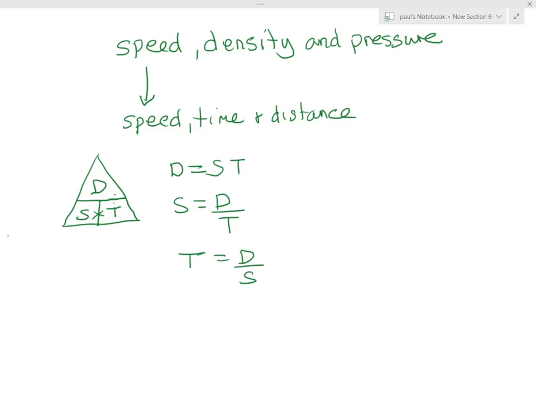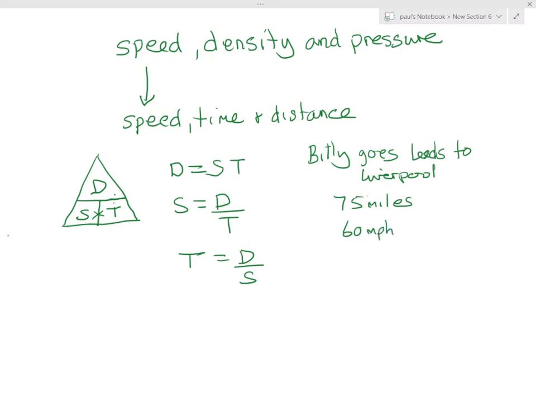So what's this all about? Billy goes from, I don't know, Leeds to Liverpool, and it's 75 miles is the distance. And he's going to go at 60 miles per hour. We've got to find the time. We know the distance, we know the speed, find the time.